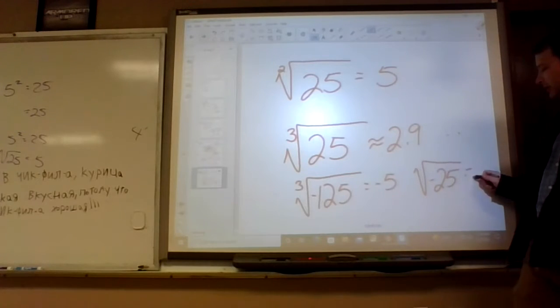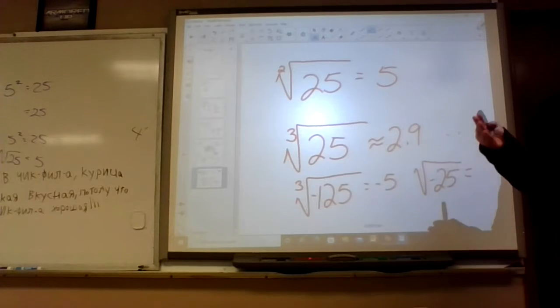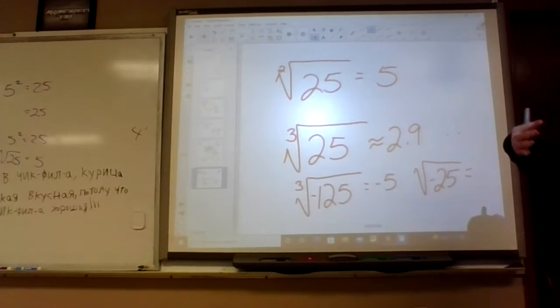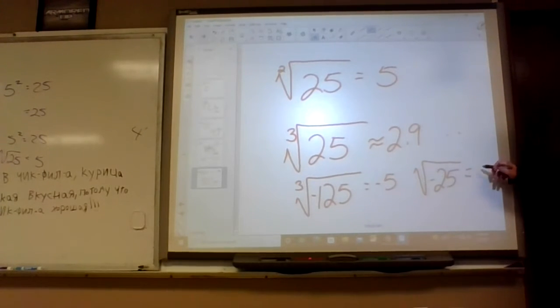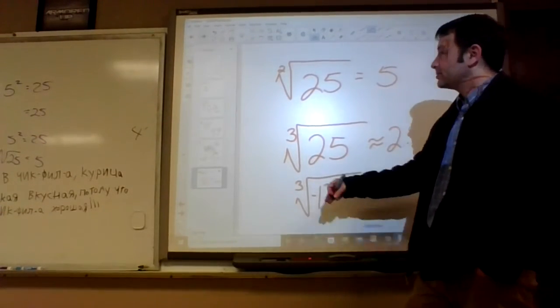You guys remember when it didn't work? This is going back to like chapter 3. I don't remember what chapter, but square root: what times itself equals a negative? Nothing. Because positive times positive is positive, and negative times negative is positive. So this is imaginary, so we just turn this into a 5i. I don't think there's any i's on this lesson, but that was just a reminder.